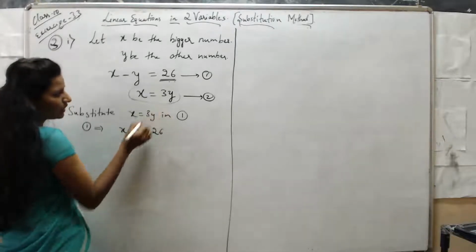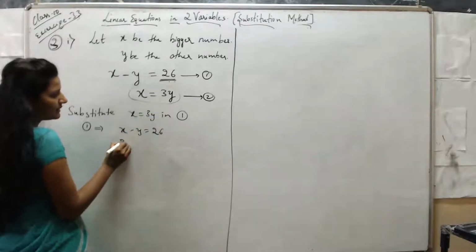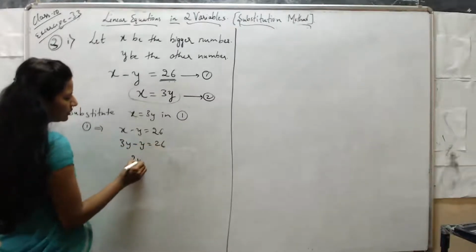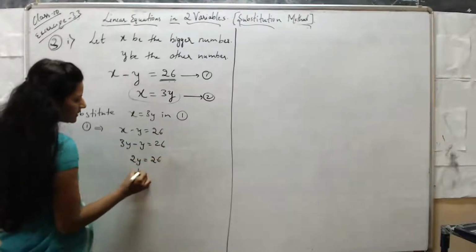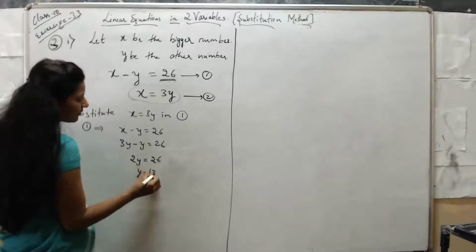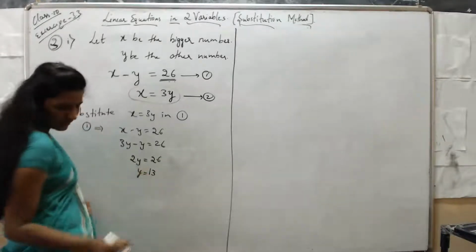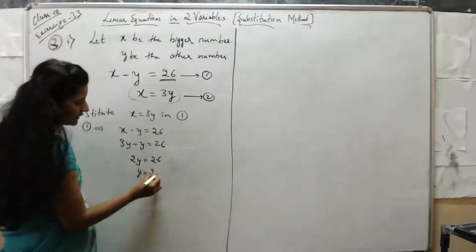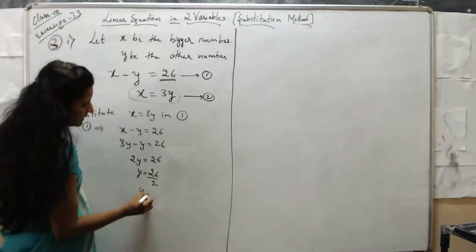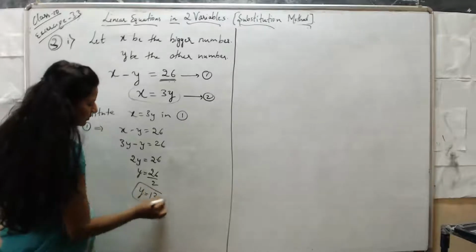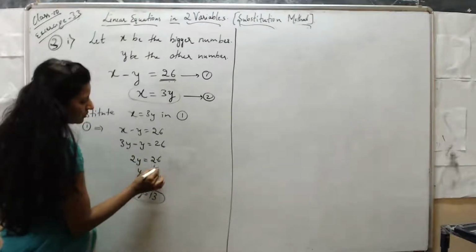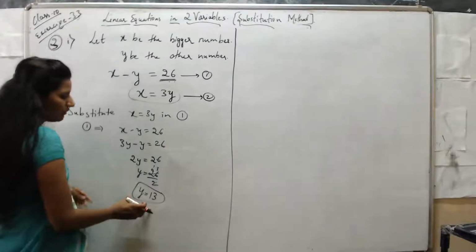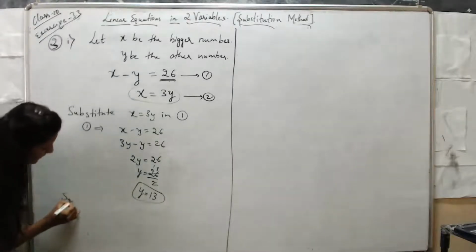From equation 2, what we can write? What is x here? 3y minus y is equal to 26. 2y is equal to 26. y is equal to 26 by 2, y is equal to 13. 2 ones are 2, 2 threes are 6. Okay. What is the value of y? y is equal to 13.